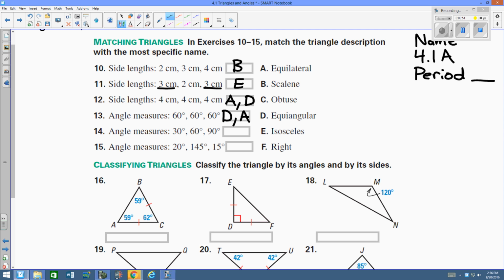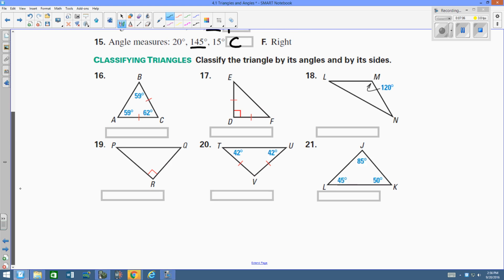A triangle with a 90-degree angle would be a right triangle, and with over 90 would be obtuse. This triangle has all 3 angles under 90, so it will be acute. And 2 sides are the same, so isosceles. This triangle has a 90-degree angle, so it'll be a right.